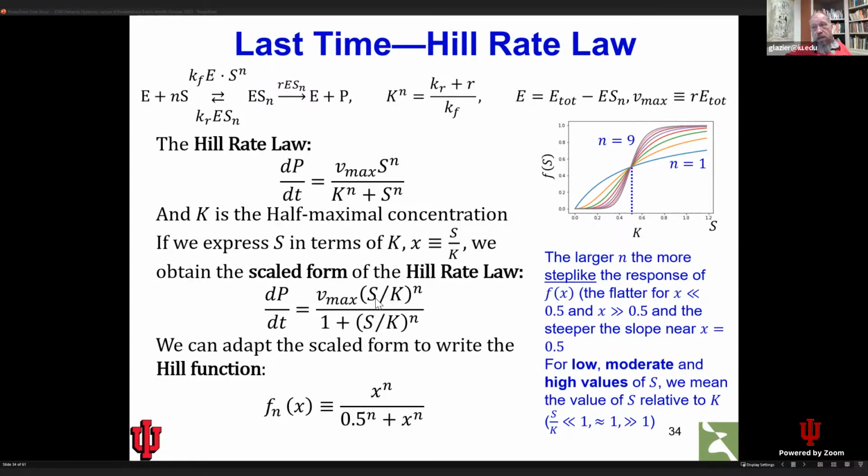In that case, basically this argument s over k to the n is a number that ranges a little bit awkwardly between 0 and 2 in that case, rather than 0 and 1. And so it's a little bit more convenient actually to have an extra factor of 2 and write the Hill function in the form x to the n over 0.5 to the n plus x to the n. In that case, x goes between 0 and 1.